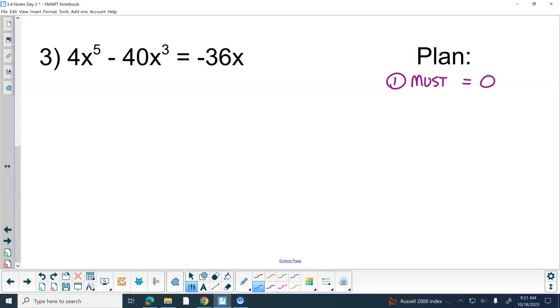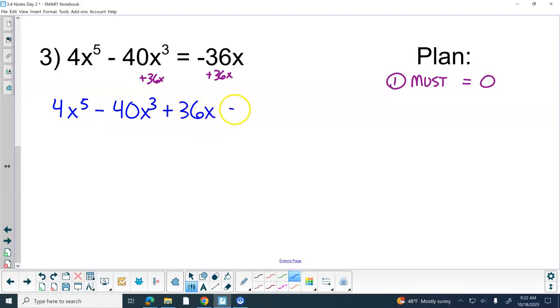So we're going to add 36x to both sides. So that's going to then give me 4x to the 5th minus 40x cubed plus 36x equaling 0.